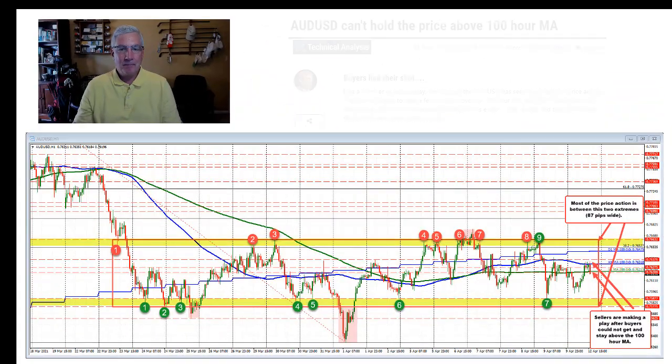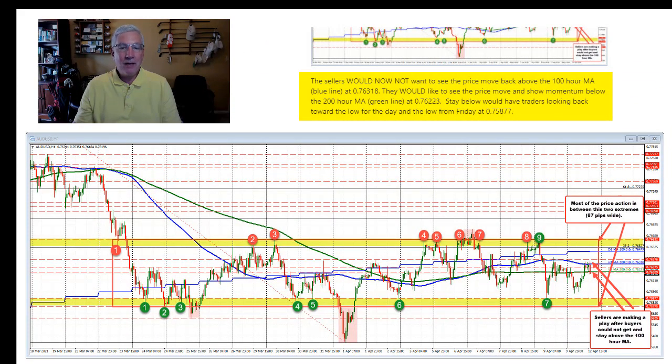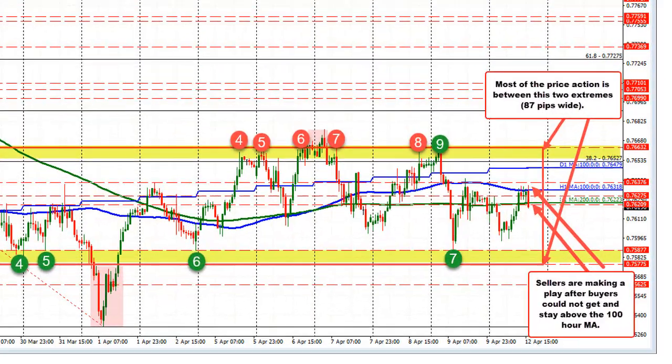And then I write, the sellers would now not want to see the price move back above the 100-hour moving average. That's the blue line at 0.76318. They would like to see the price move and show momentum below the 200-hour moving average, the green line, at 0.76223. Staying below would have traders looking back toward the low for the day and the low from Friday, which came in at 0.75877.